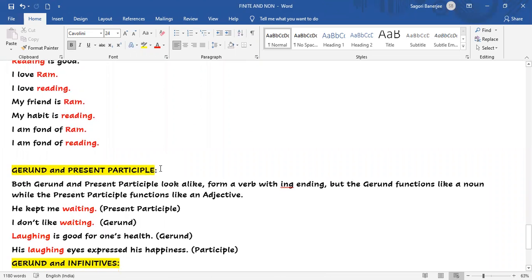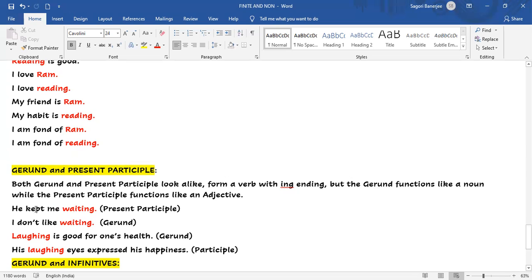Now, gerund and present participle. You may get confused and ask: gerund is also verb plus ing, and the present participle, which we did in the previous video, is also verb plus ing. Then how do we understand whether a word written with verb plus ing is a gerund or a present participle? Children, it is very easy, because a gerund functions like a noun and a present participle functions like an adjective. Both look alike, formed from a verb with an ing ending, but the gerund functions like a noun while the present participle functions like an adjective.